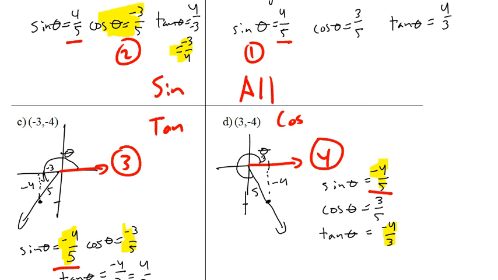Which leads us to a little memory trick for remembering this. If you just draw out your quadrants, and you go, all students take calculus. Okay, so that says that in quadrant 1, all sine, cos, and tan are positive. Quadrant 2, only sine's positive. Quadrant 3, only tan's positive. And in quadrant 4, only cosine's positive.